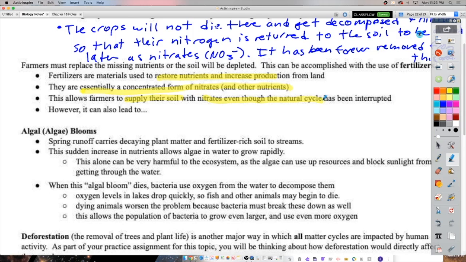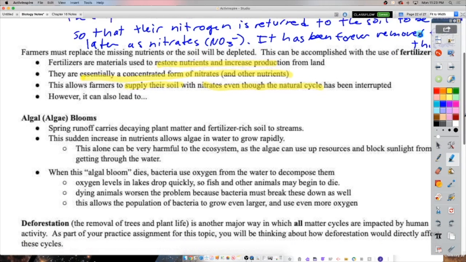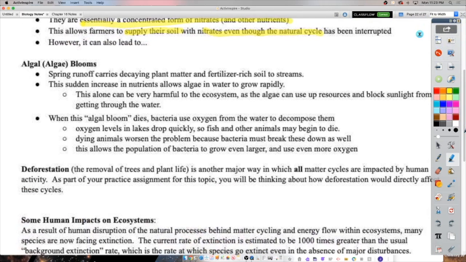However, it can also lead to something called an algal bloom, or an algae bloom, which is essentially when spring runoff, again, connections to the water cycle, carries decaying plant matter, and the big one, fertilizer-rich soil, to streams. Then the streams carry it to lakes and so on. And you might be thinking, well, what's the big deal? Plants love nitrates. Well, yeah, they do.